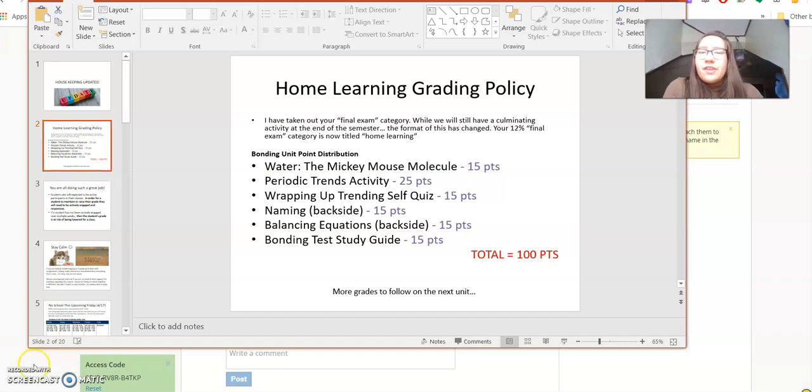So, last week we did the Mickey Mouse molecule. This week we're doing the periodic trends activity, that's 25 points. And the wrapping up trends quiz is worth 15 points. Next week we'll be working with naming, and then we'll go into balancing equations, and there will be a test study guide. So that's kind of the deal for grading. I'll have more about grades for the next unit and what's going on with that.